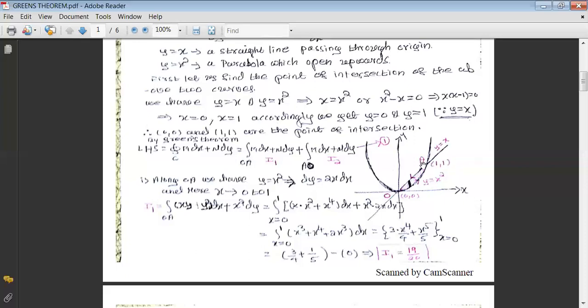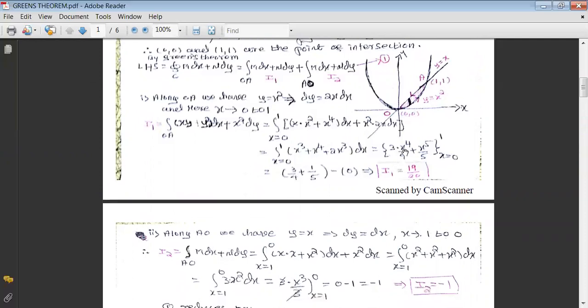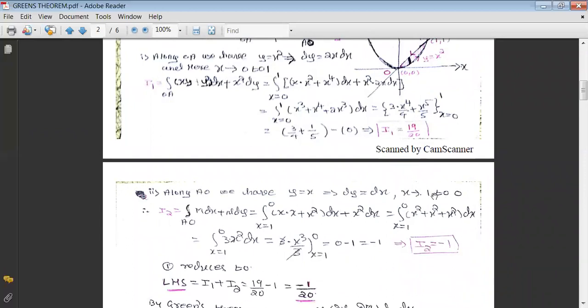Now we have to find one more, that is I2, along AO. Earlier we evaluated along OA, now we have to evaluate along AO. Now AO is a curve which corresponds to the line y equal to x. Therefore, this implies dy equal to dx. And here the value of x is 1 at the start, and when we reach here, the value of x becomes 0. That's why we can write x varies from 1 to 0.